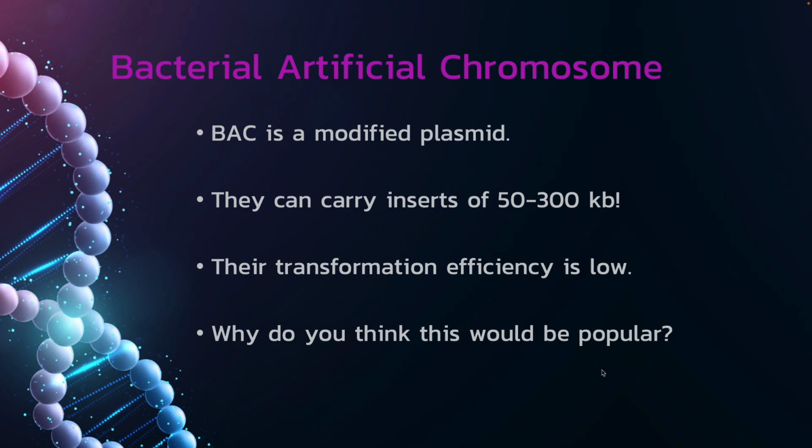What is a BAC? It's a bacterial artificial chromosome. It's a type of modified plasmid. It has an origin of replication, it's circular, but the way it's been created allows it to hold very large inserts from 50 to 300,000 base pairs. There are challenges. The transformation efficiency is quite low. What that means is that it's difficult to, let's say, encourage E. coli to take them up.